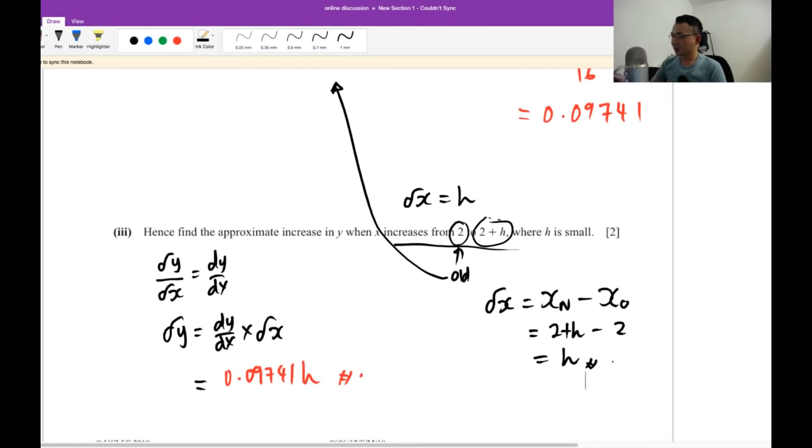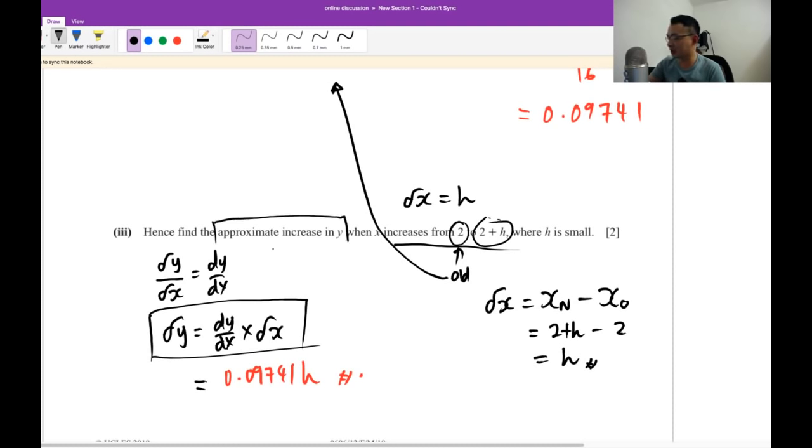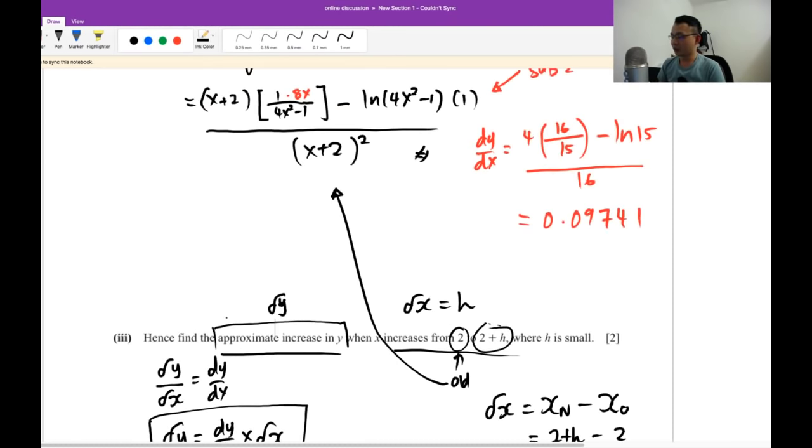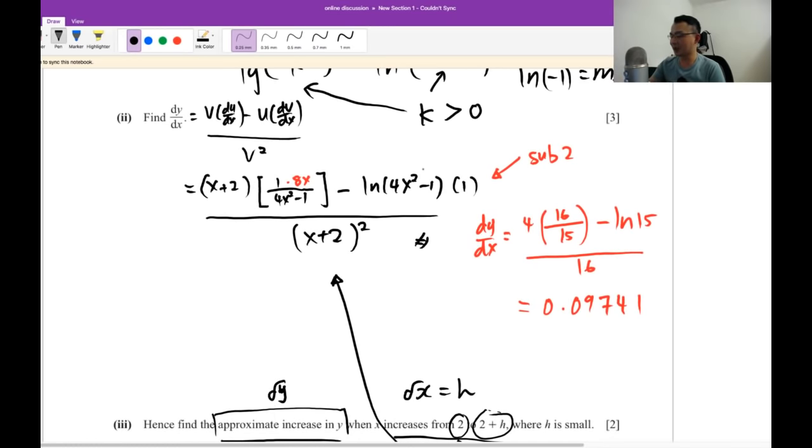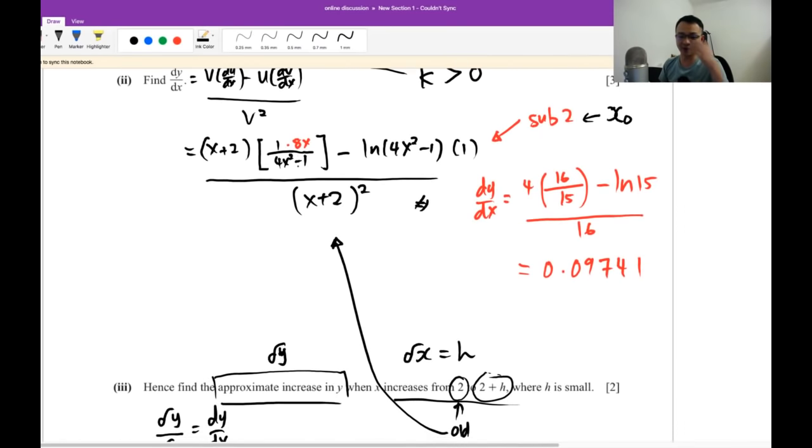Alright, so basically this one is the formula. Because the question asks you to find the approximate increase in y, basically the question wants to find the change in y. So in order to get the change in y, you need to do dy/dx multiplied by the change in x. The dy/dx we just did in part 2. This is the dy/dx we just did. So what we will do is we will sub the value into it. But what value will we sub? We will always sub the old values of x into the dy/dx. Then you can easily get the correct answer.